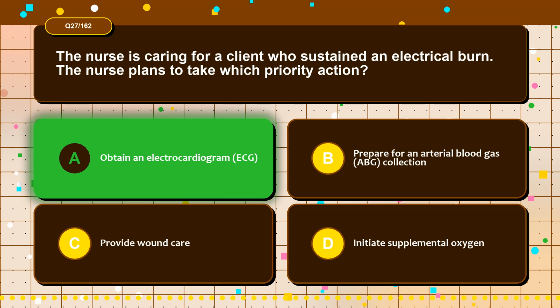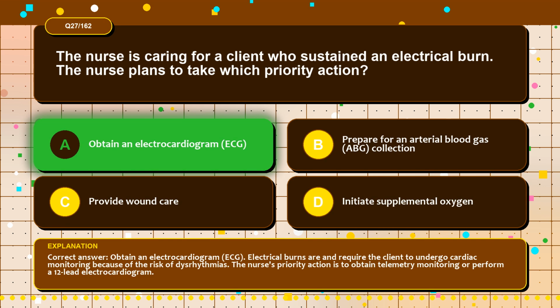The correct answer is option A. Obtain an electrocardiogram (ECG). Electrical burns require the client to undergo cardiac monitoring because of the risk of dysrhythmias. The nurse's priority action is to obtain telemetry monitoring or perform a 12-lead electrocardiogram.